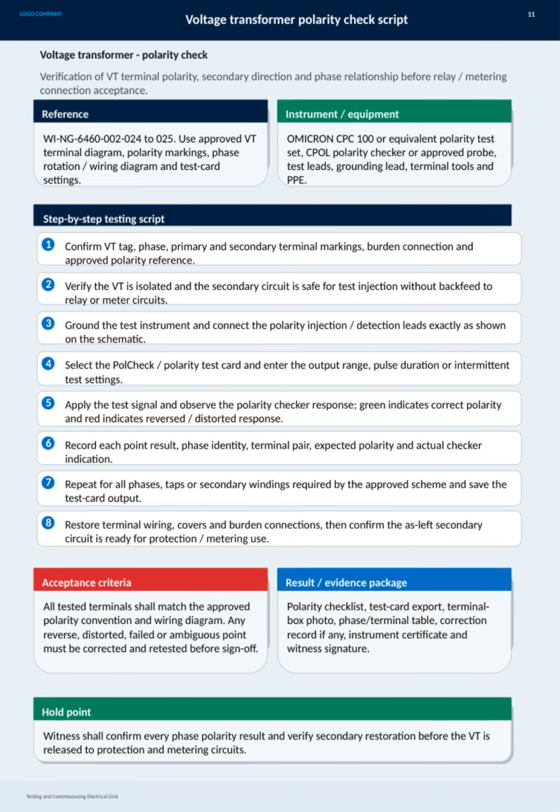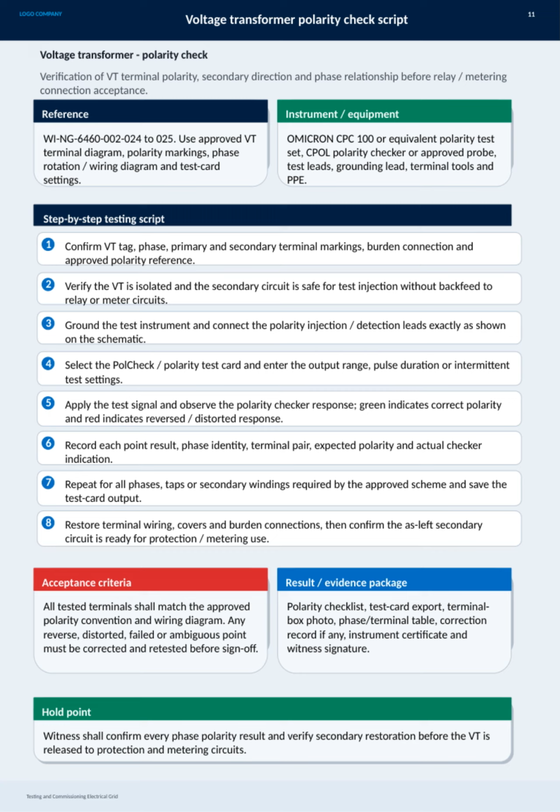Before connecting voltage transformers to relay or metering circuits, it's crucial to verify the VT terminal polarity, secondary direction, and phase relationship. This ensures accurate and safe operation. We follow the approved procedure outlined in WI NG 6460-002, using the specified VT terminal diagram, polarity markings, and wiring diagrams as our guide. The key instrument set includes the Omicron CPC 100 or an equivalent polarity test set, along with approved probes, test leads, grounding leads, terminal tools, and proper PPE.